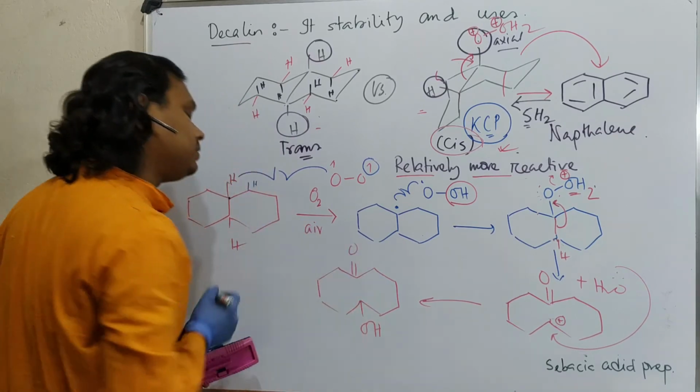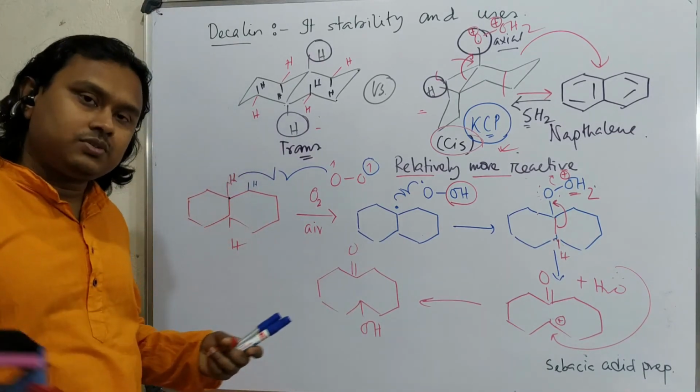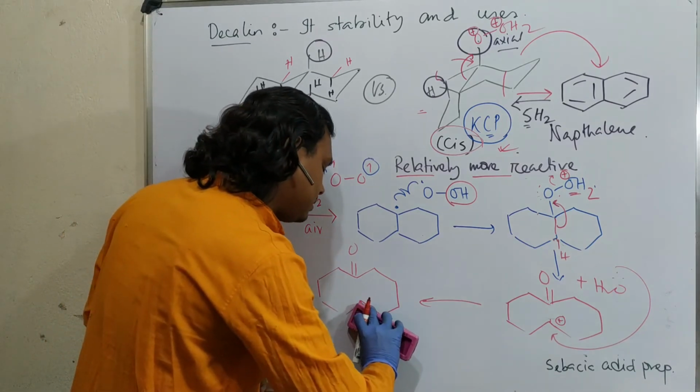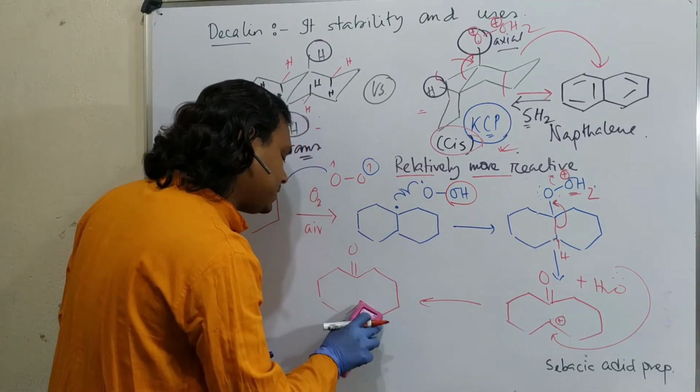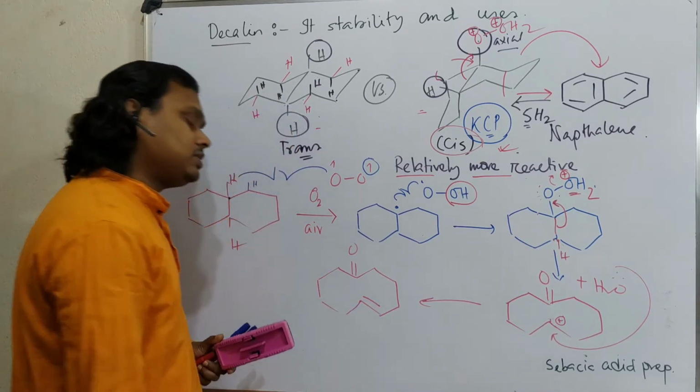Fine. Next step, what is done? Using any dehydrating agent, for example, you can use P2O5. Alumina, this thing. In industry, alumina is preferred, solid state. So it will produce this.